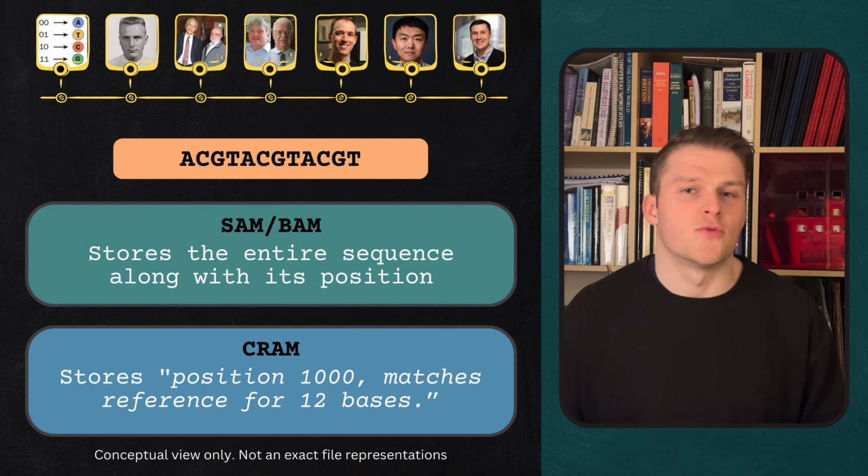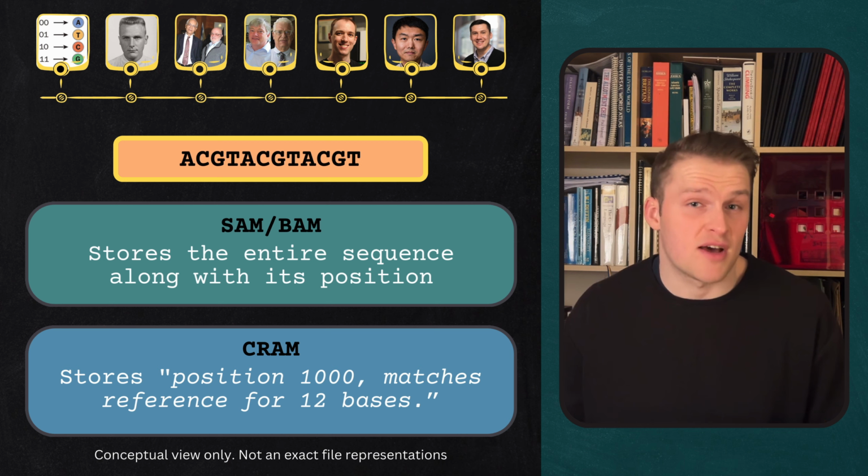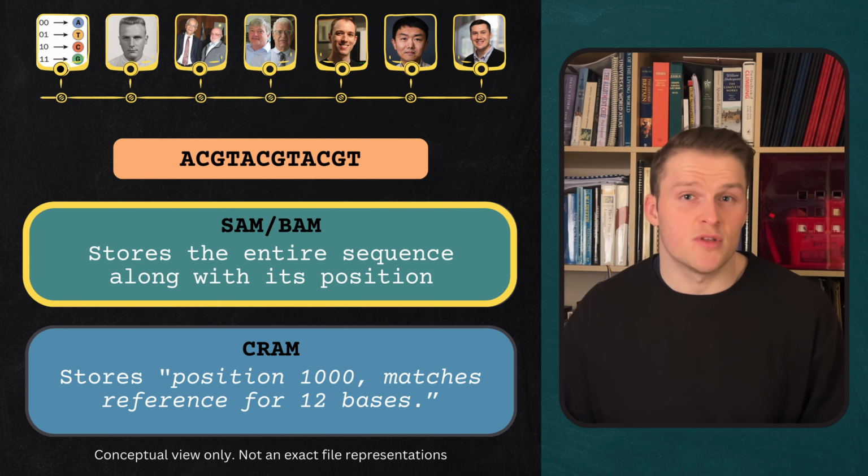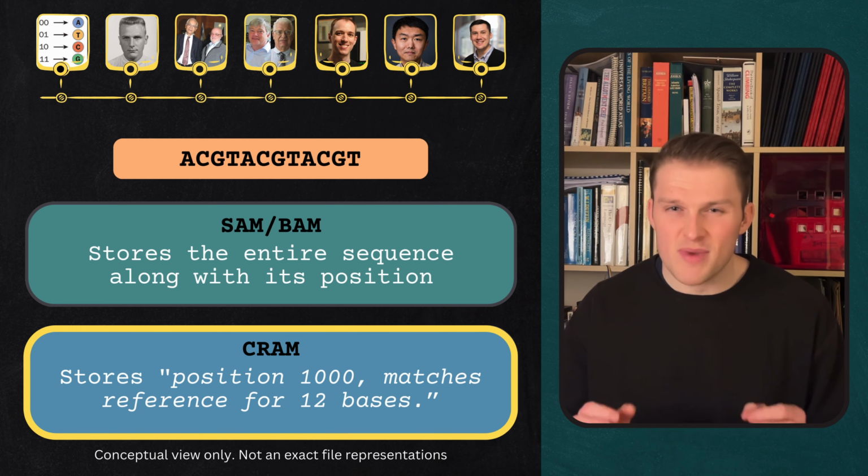Let's see a concrete example. If we have a sequence read that perfectly matches the reference genome at position 1000, BAM would store the entire sequence along with its position. CRAM would essentially just store position 1000 matches reference for 12 bases. That's a dramatic space savings.